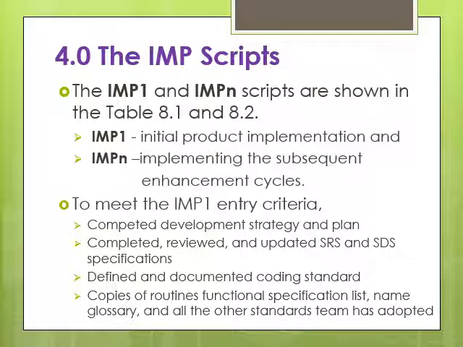To meet the IMP first cycle entry criteria, you need to complete the development strategy and plan, and then you need to complete the review and update of the SRS and SDS specification. Then you need to define and document the coding standard, copies of routine and functional specification lists, name glossary, and all the other standards which have been adopted and developed.